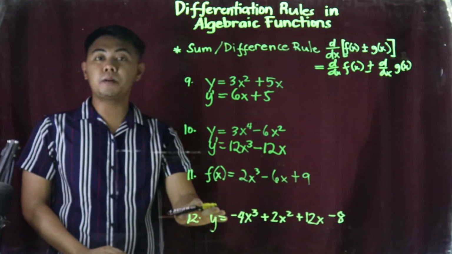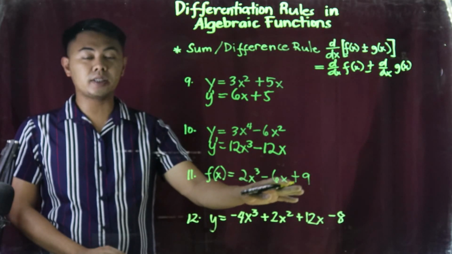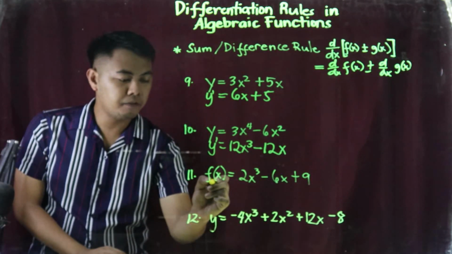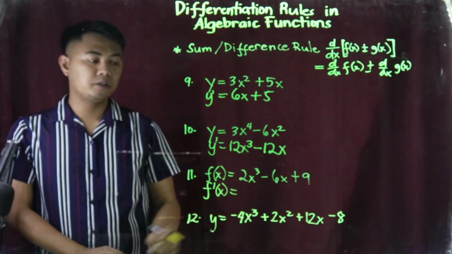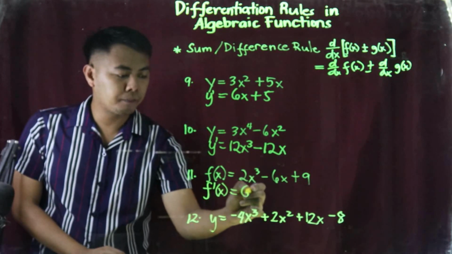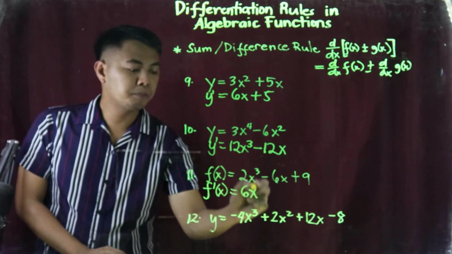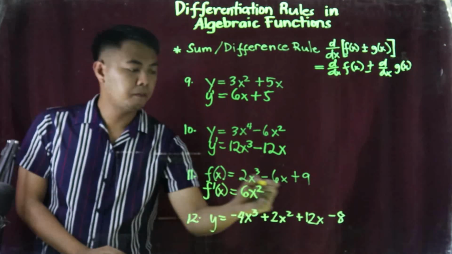Another example, example number 11. f of x is equal to 2x cubed minus 6x plus 9. So the derivative of f of x is f prime of x. The derivative of 2x cubed: 3 times 2, that will become 6. Subtract 1 from the exponent, 3 minus 1, that is 2.